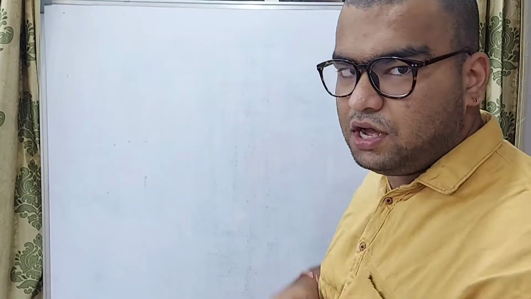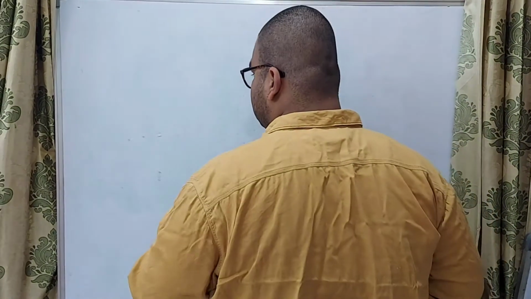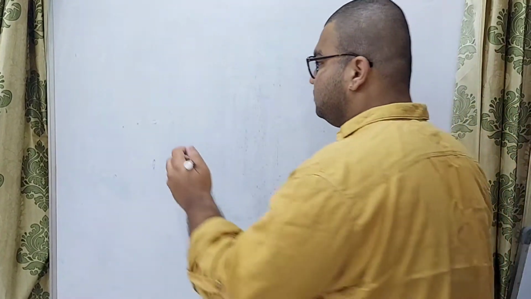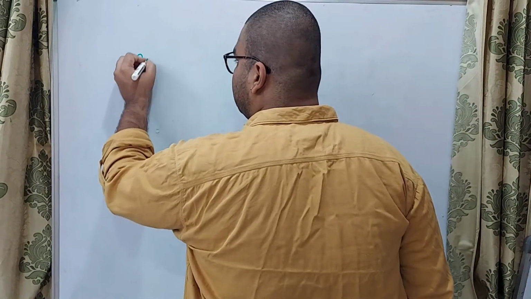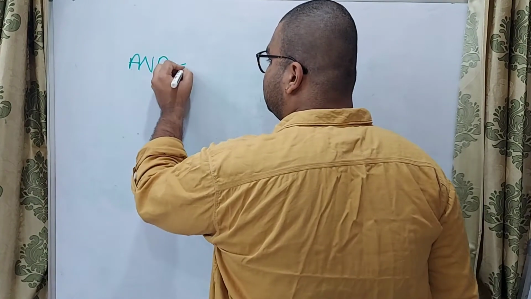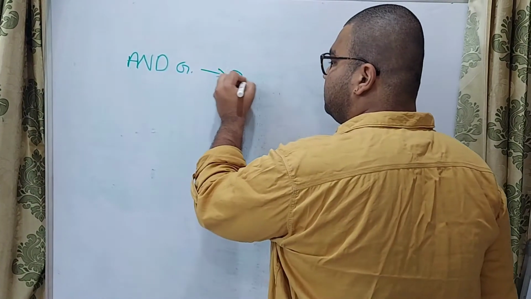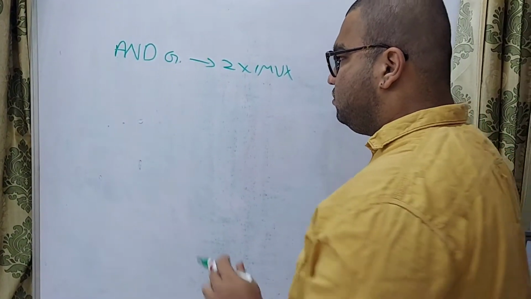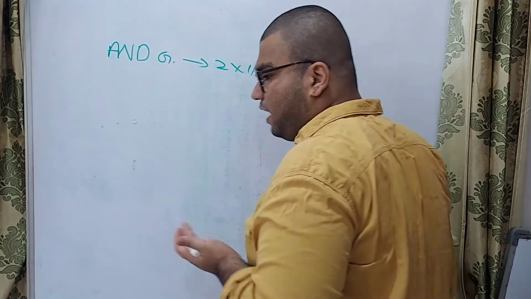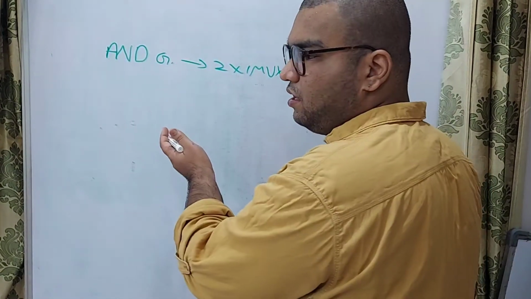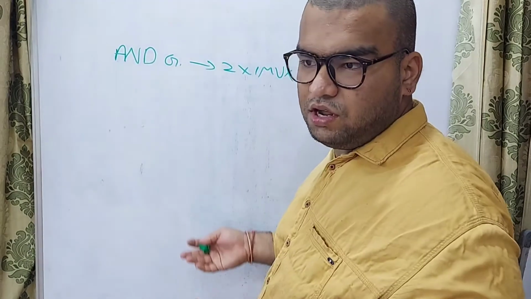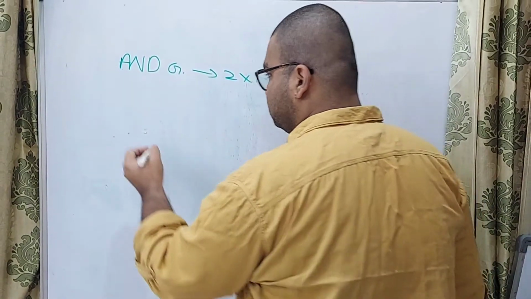For example, I'm going to show you now. I'm going to construct an AND gate using a 2 cross 1 MUX. So what do we know about the AND gate? We know its block diagram, we know its logical representation, we know its truth table. Now we are going to write it down.